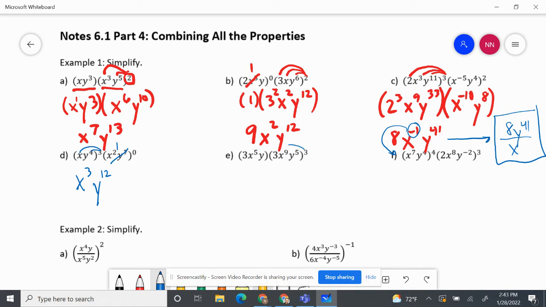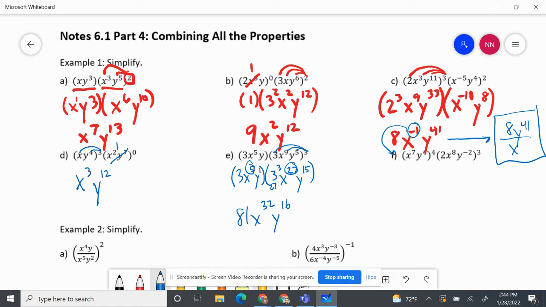For the next one, we're going to distribute the 3 to each part. We're going to bring down the 3x to the 5th y, and then that gives us 3 cubed, x to the 27th, and y to the 15th. 3 cubed is 27, and if we multiply that by 3, that gives us 81. We add the exponents. 5 plus 27 is 32, and 1 plus 15 is 16.